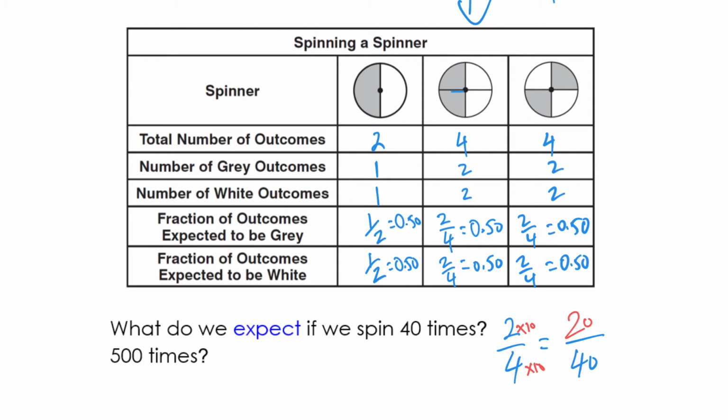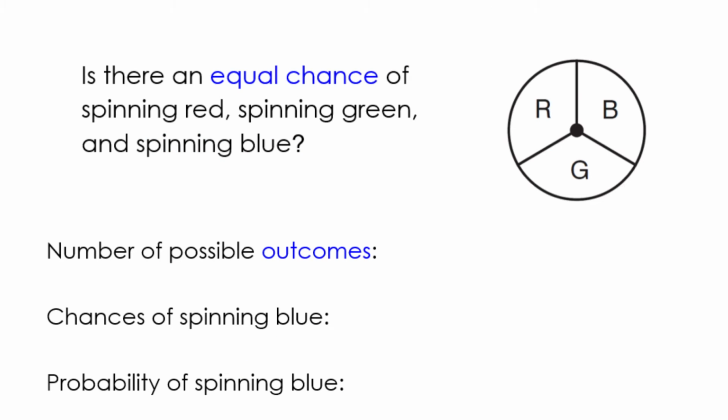Now for a bigger number, if we were to do this 500 times, remember gray was 2 over 4 equals something over 500. Off the top of my head, I do believe it's multiplied by 125, and this is multiplied by 125. You would get 250. So that's how you can predict how many times an outcome should happen. If you were to do this experiment 500 times, you will get about 250 gray. Like it lands on it 250 times.